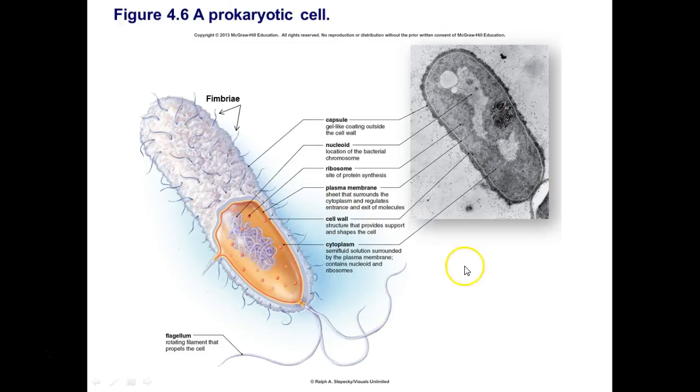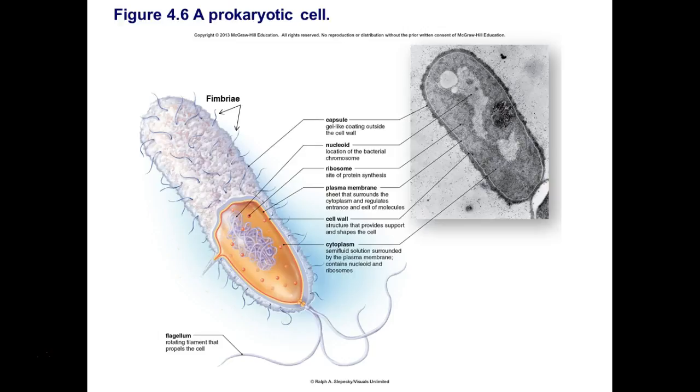And then finally, we see these long projections here. These are flagella. So this is a rod-shaped bacterium, which would be called a bacillus. E. coli is a rod-shaped bacterium. And these flagella are for propulsion. Not all bacteria will have fimbriae, and not all bacteria will have flagella.